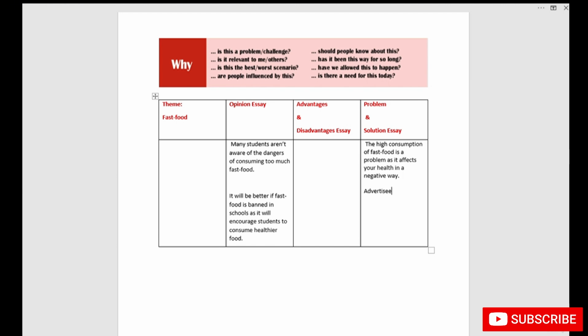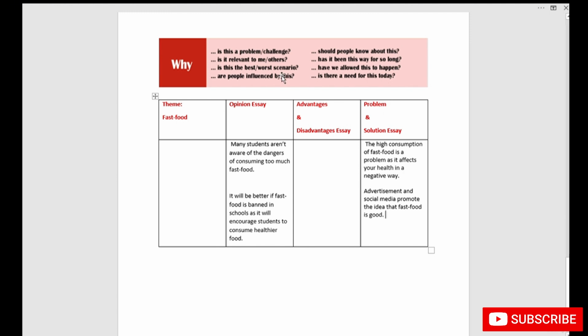Advertisement and social media promote the idea that fast food is good. I mean, the advertisement makes it look delicious, or social media gives this impression that it's okay to eat fast food even every day.